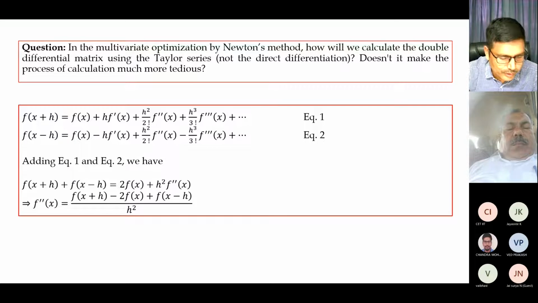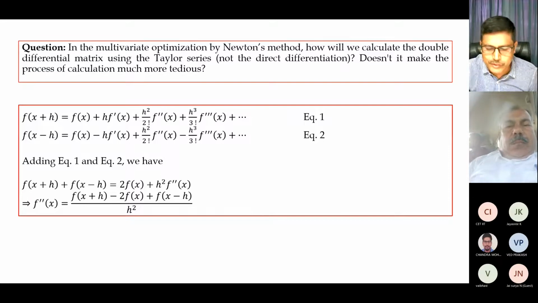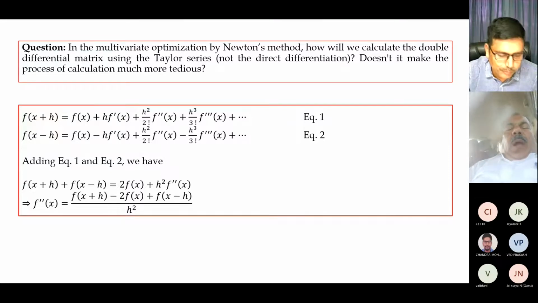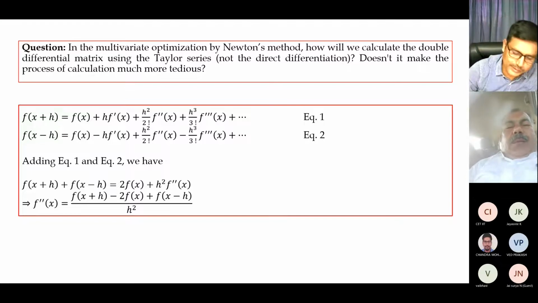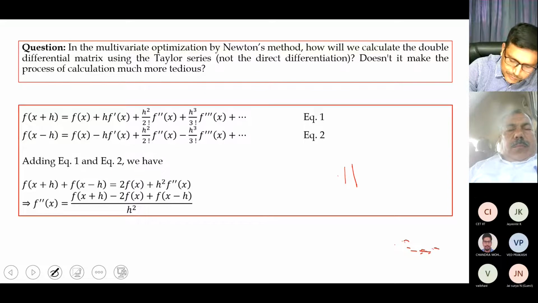So his question is, in a multivariate optimization by Newton's method, how will we calculate the double differential matrix using Taylor series, not the direct differentiation? Does it make the calculation much more tedious? So what he is asking is that in Newton's method, you need to calculate the Hessian matrix.